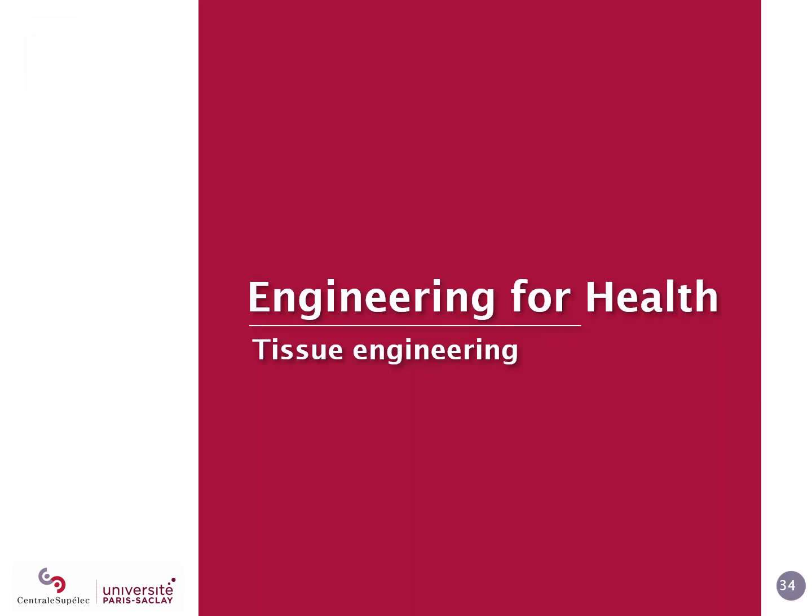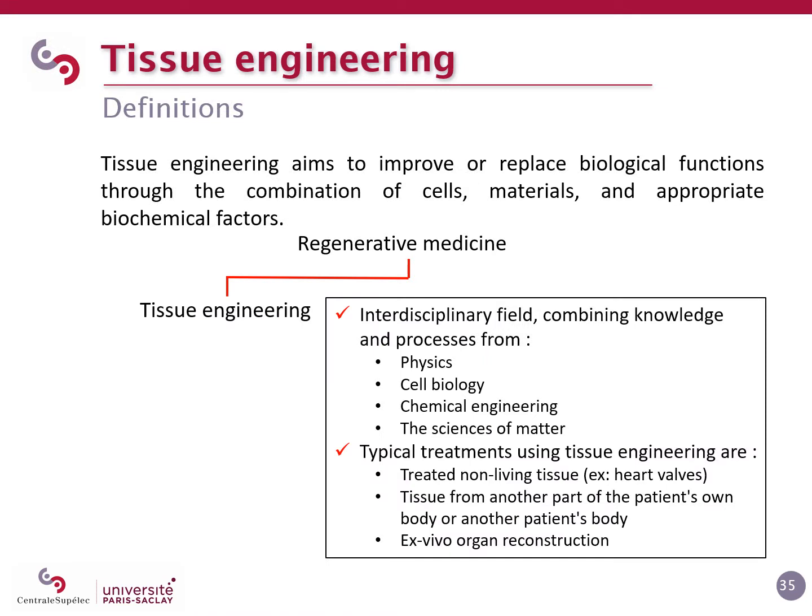I'm going to dive deep now within these subfields. Let's start with tissue engineering. Tissue engineering aims to improve or replace biological functions through the combinations of cells, materials, and appropriate biochemical factors. Tissue engineering is an interdisciplinary field combining knowledge and processes from physics, cell biology, chemical engineering, and the science of matter.